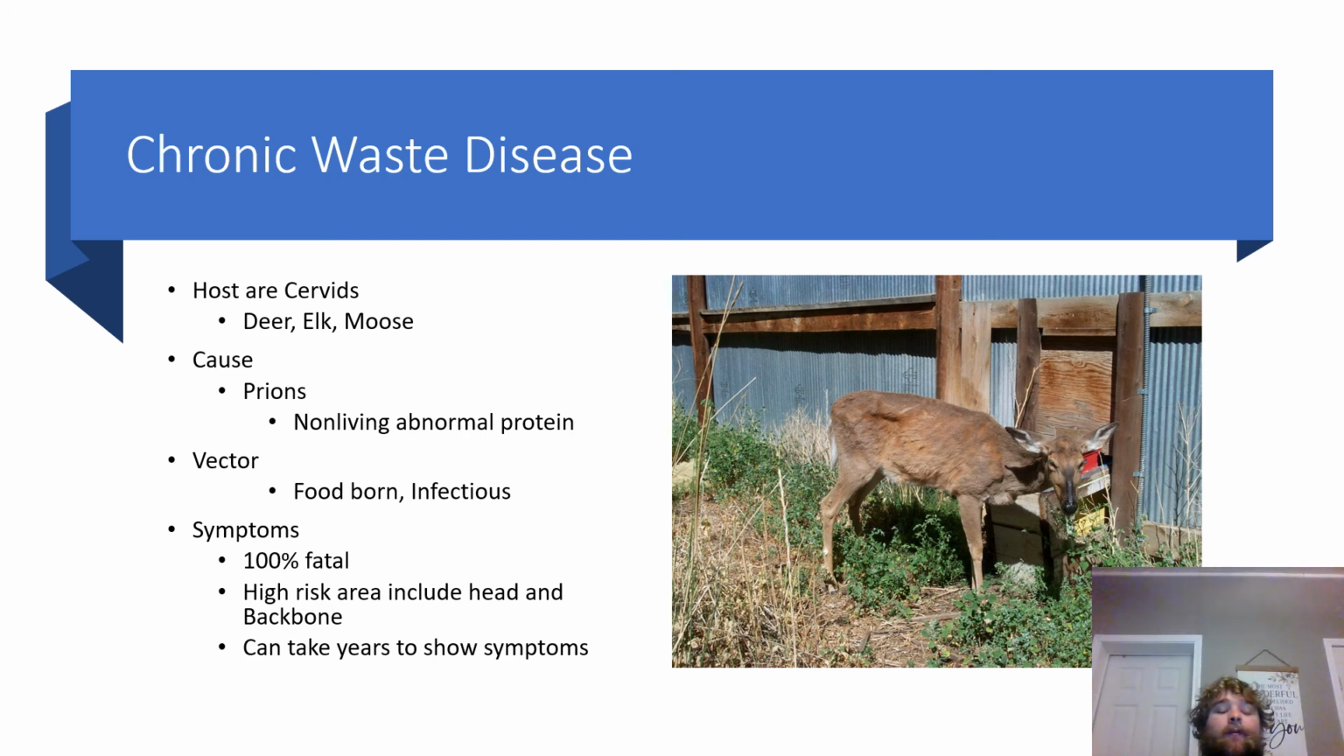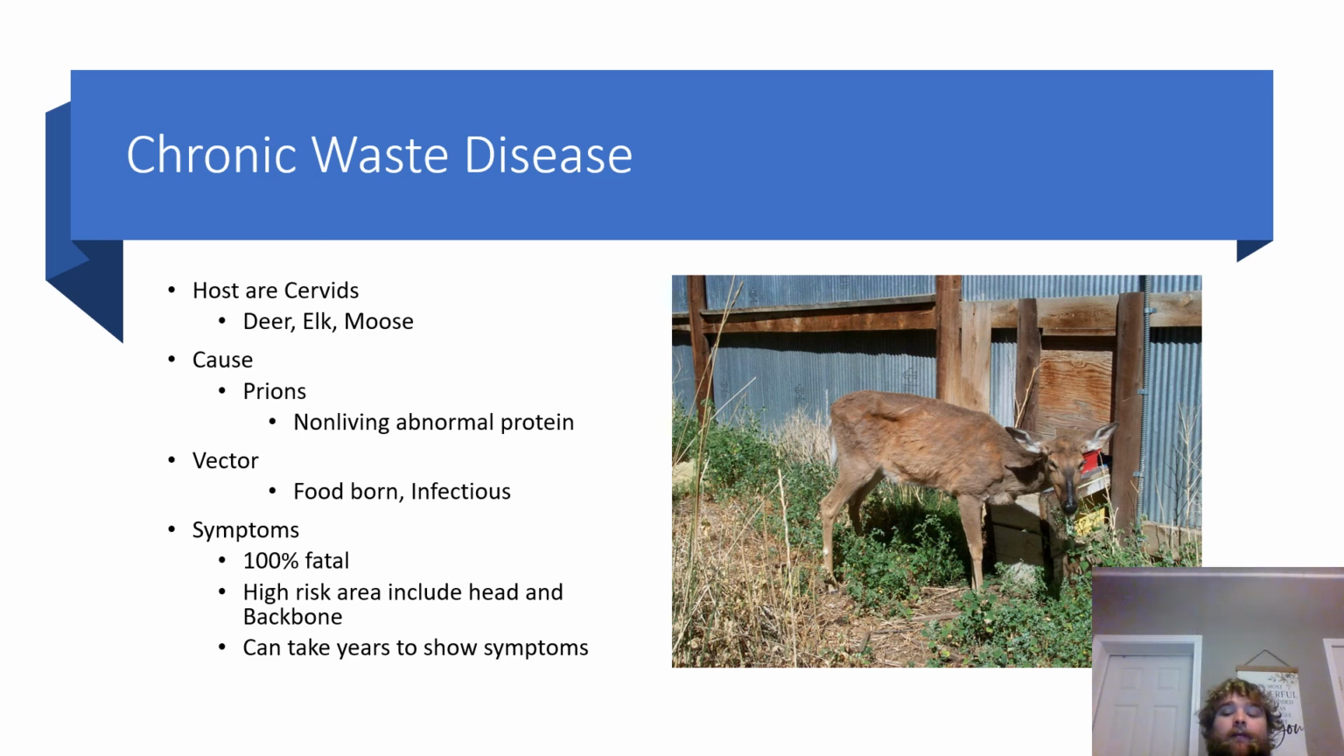Some of the symptoms of chronic wasting disease: it is 100% fatal. If a white-tailed deer does contract this disease, it's going to die. If it's not killed by something else first, it will die from chronic wasting disease. High-risk areas can include the head and skull area and the backbone. And a concerning thing about this is it can take several years to show symptoms.